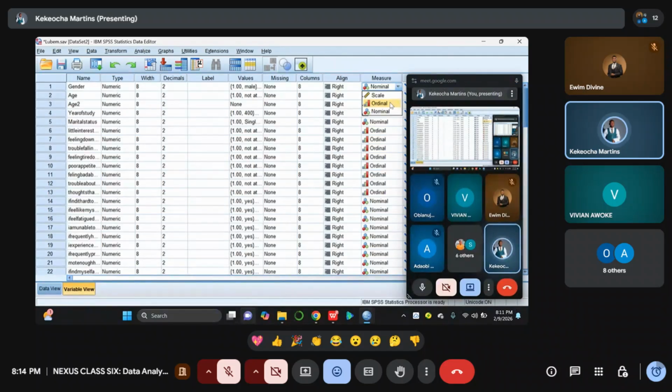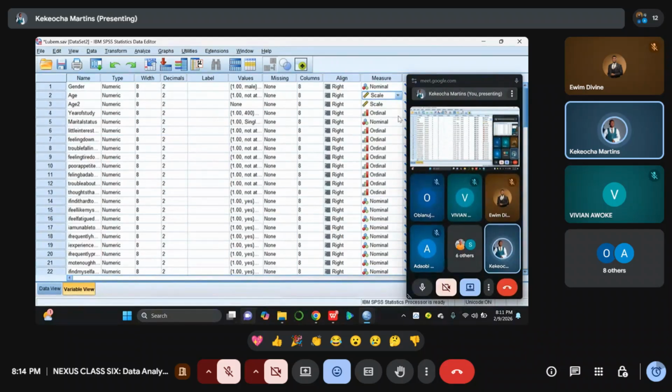So ordinal is when the categories are in a rank. For gender, you have male and female, there is no rank, so we just choose nominal as the level, the scale of measurement. Same thing with age. Age is a number, which is numeric. So the measure has to be scale. You can't choose ordinal, you can't choose nominal. You have to choose scale.